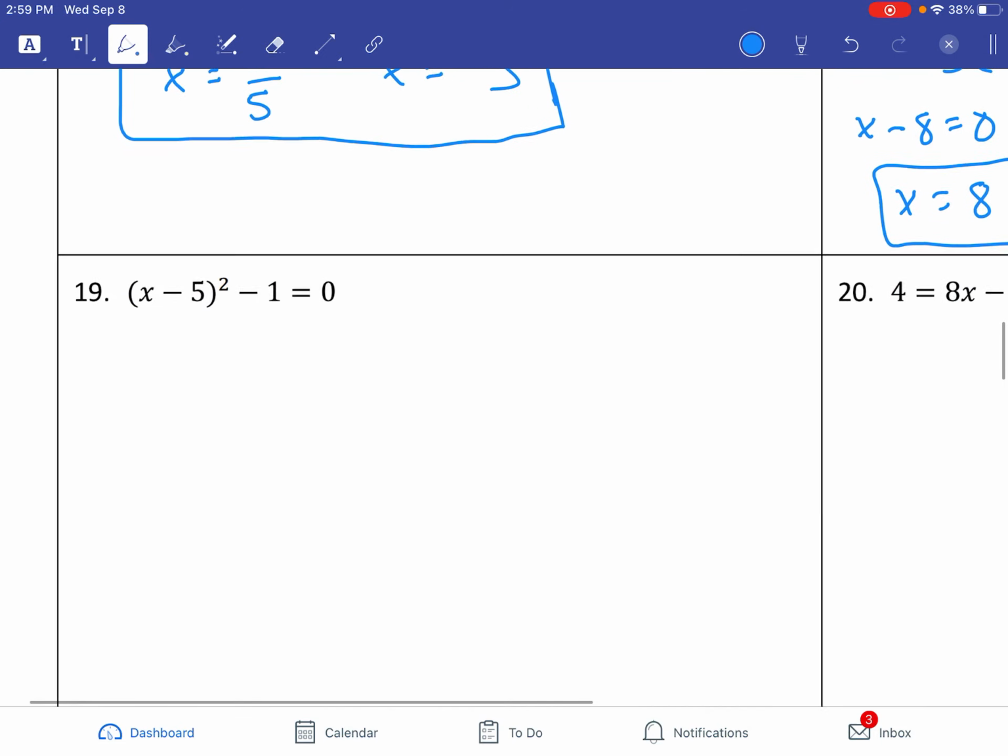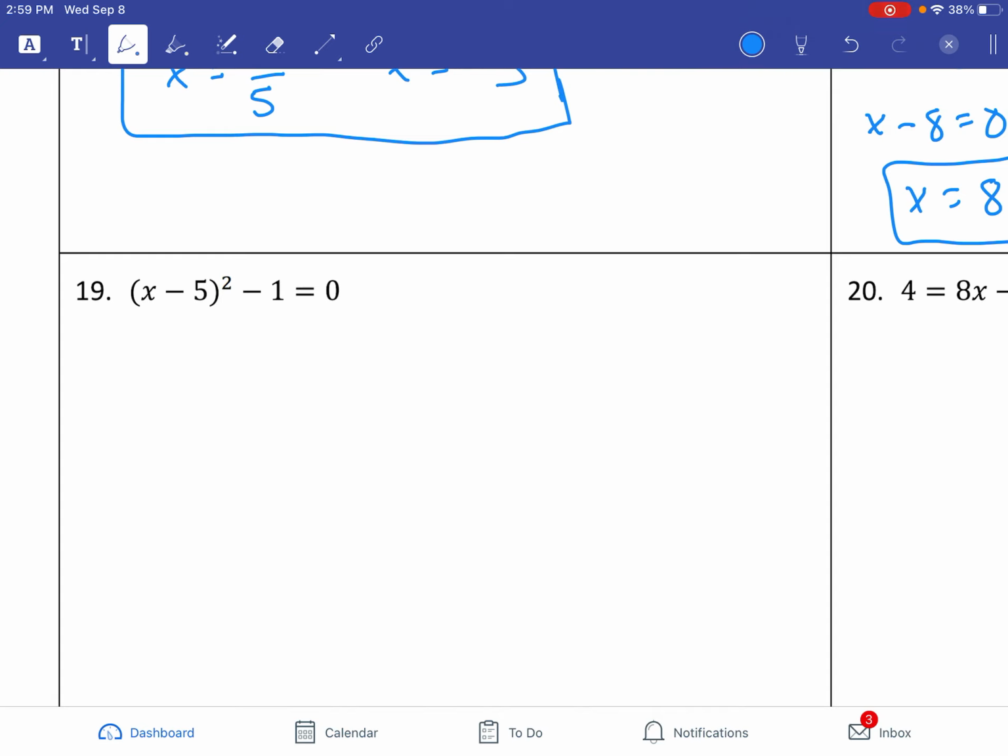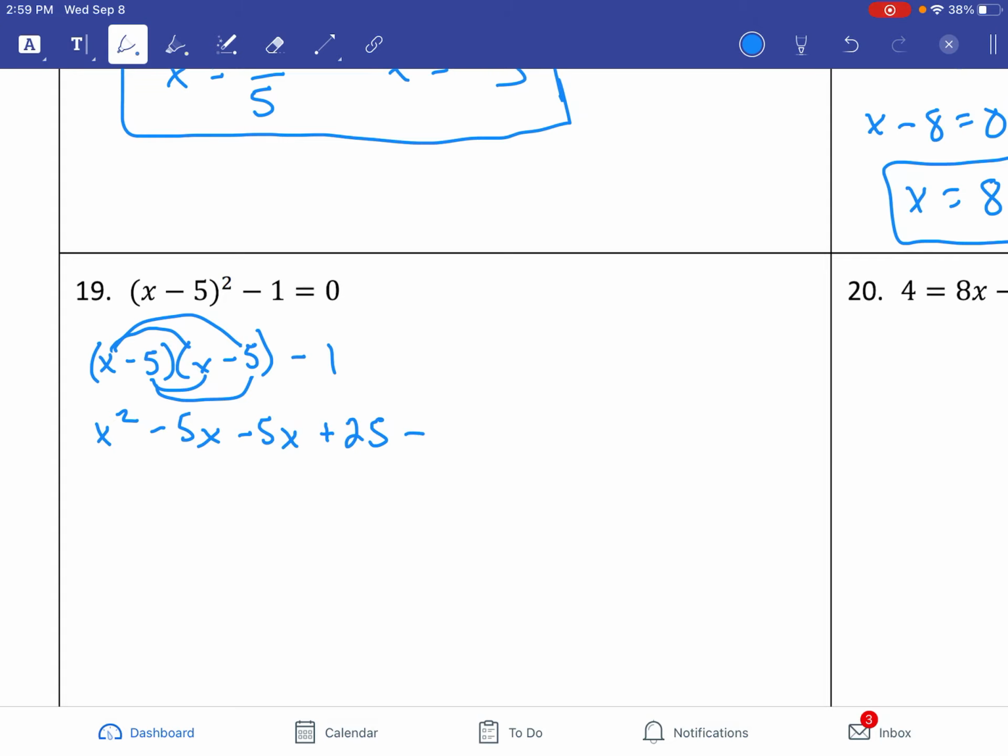All right, this one's a little bit harder, number 19. So we're going to actually multiply this out. Okay, so we're going to have x minus 5 times x minus 5. And then I'm going to put a minus 1 on the end for later. If I multiply this out, I'm going to have x squared minus 5x on the other side, minus 5x again, plus 25. Okay, and I have that minus 1 at the very end.